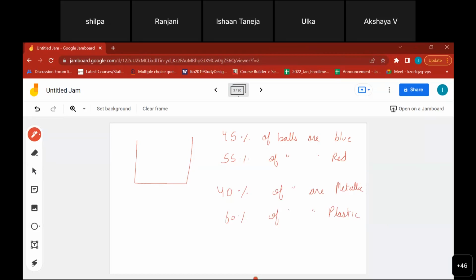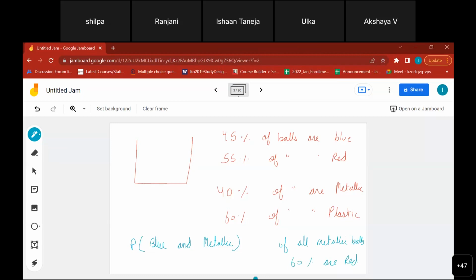You need to find the probability that the drawn ball, okay, we have drawn one ball from it, you have to find the probability that the drawn ball is blue and metallic. If you know that of all the metallic balls, 60% are red.